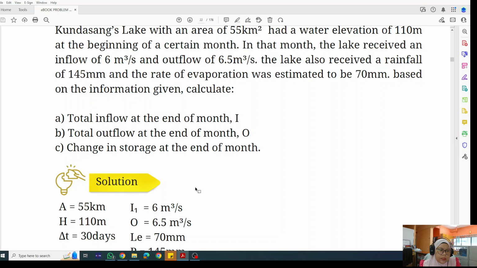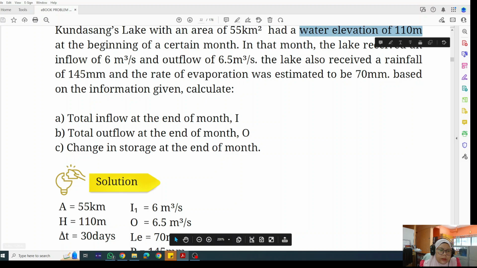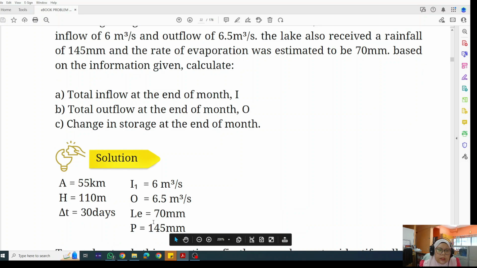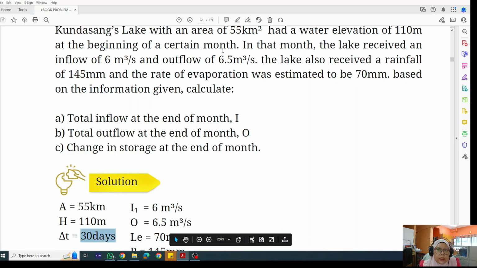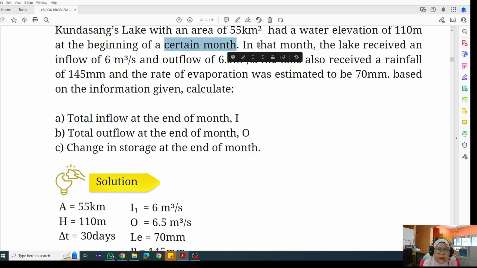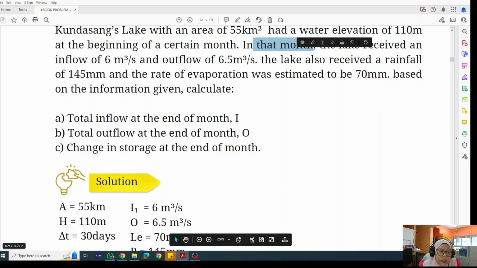On first sentence, you can obtain that area given is 55 kilometers square. And then water elevation is 110, you can note it as H. And then delta T, 30 days. Why do we use 30 days? Because in this question, it stated that a certain month, in that month, so it happened throughout the whole month. So we can conclude that delta T equals 1 month, or equals 30 days. Average for 1 month is equal to 30 days.